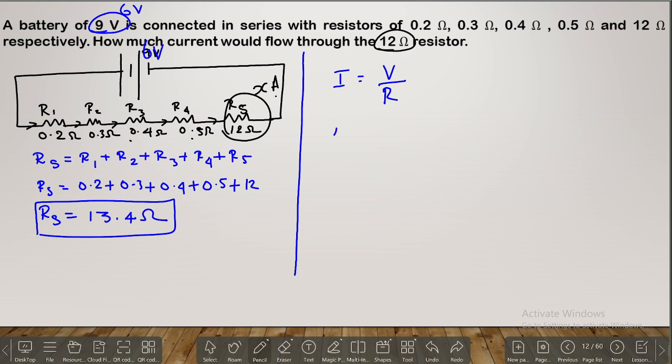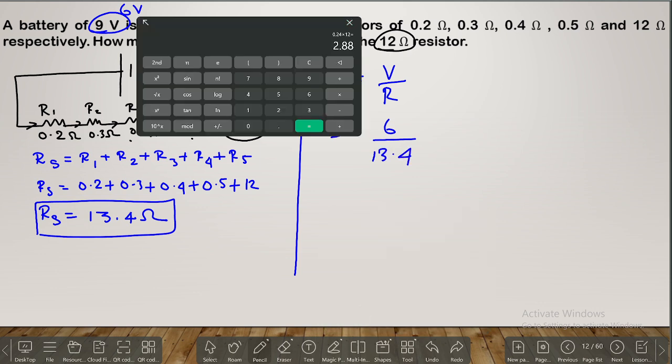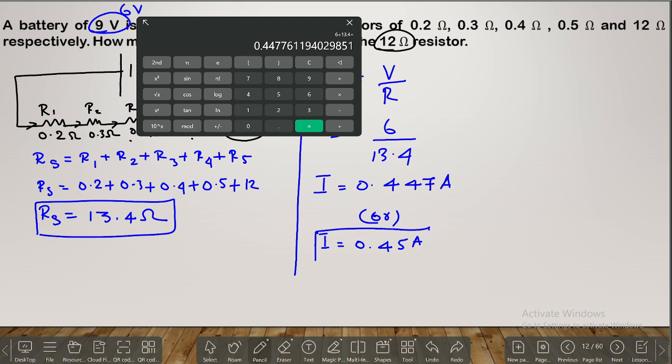So now I is equal to V by R. What is the value of V? 6. What is the value of R? We calculated 13.4. Now divide these two numbers. 6 divided by 13.4 is going to be 0.447 ampere. We can write it as I is equal to 0.45 ampere. How much current is going to pass in the R5? R5 is going to be 0.45 ampere.